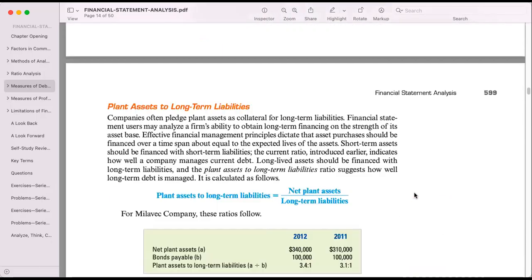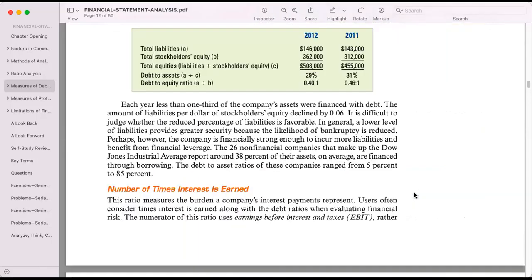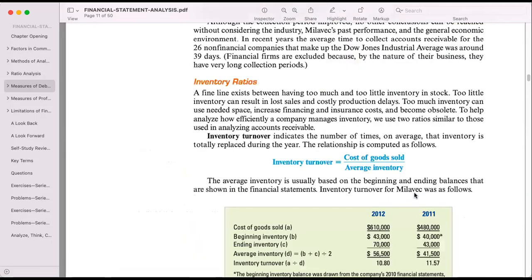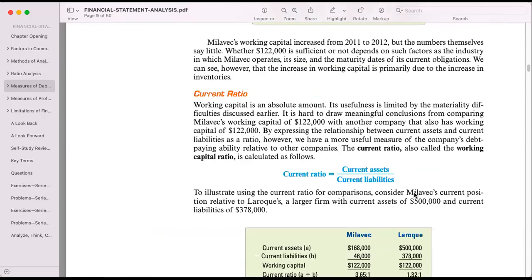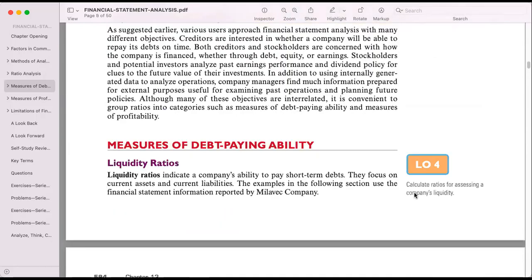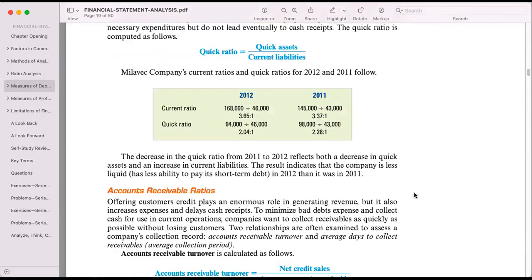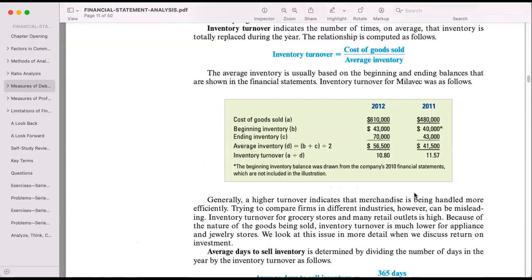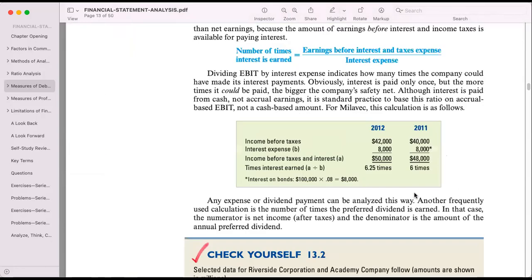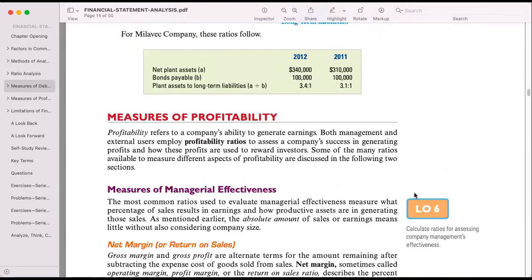Tapos na tayo sa measures of debt paying ability, which is one of the objectives of the ratio analysis. We will now proceed to the measures of profitability. Paano ba natin measure yung profitability ng isang company?